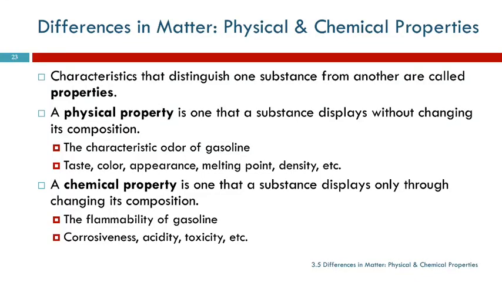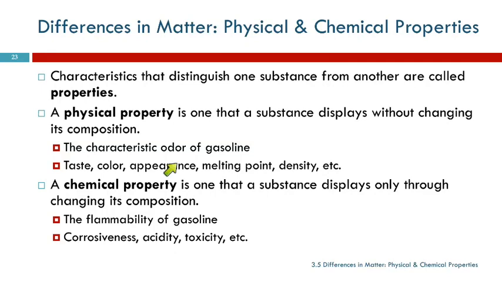So the characteristics that make one substance different from another are called properties. So the properties of a substance. There are physical properties and there are chemical properties. A physical property is one that a substance displays without changing its composition. It's something that you can observe without destroying the substance.